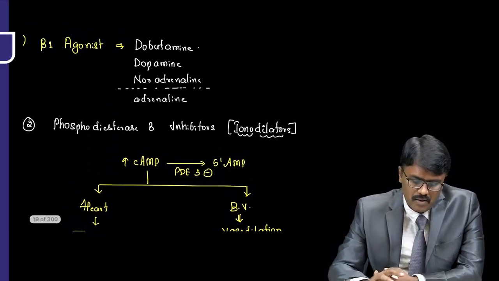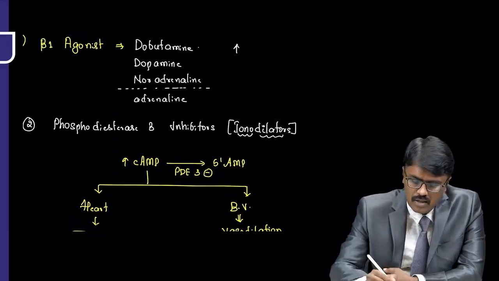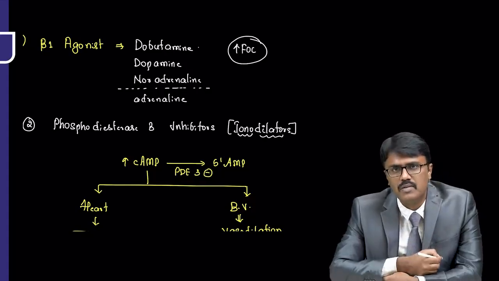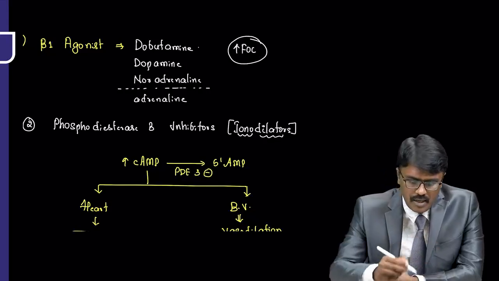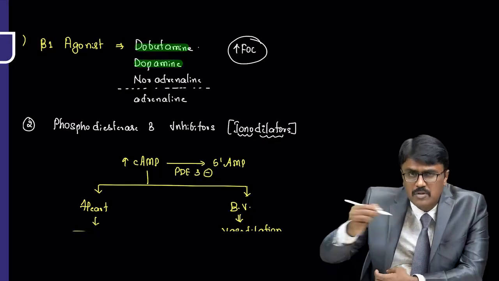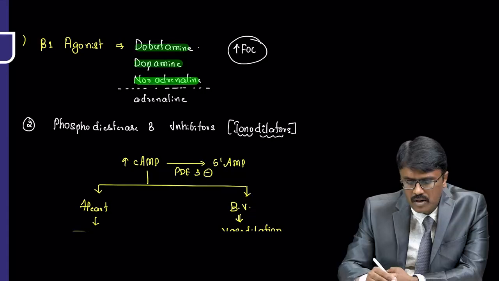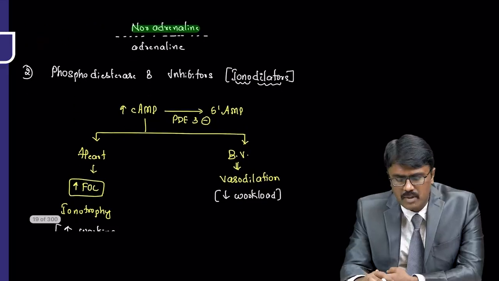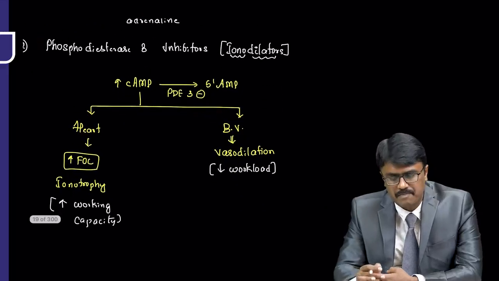But what about beta 1 agonist? Beta 1 agonists only increase force of contraction. Another problem with beta 1 agonists, if you infuse them continuously, they are known to develop tolerance. And if they develop tolerance, the next option we have is phosphodiesterase 3 inhibitors.